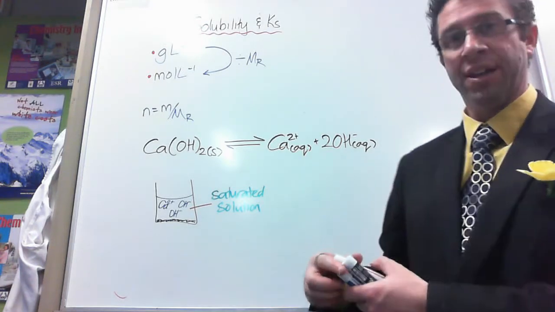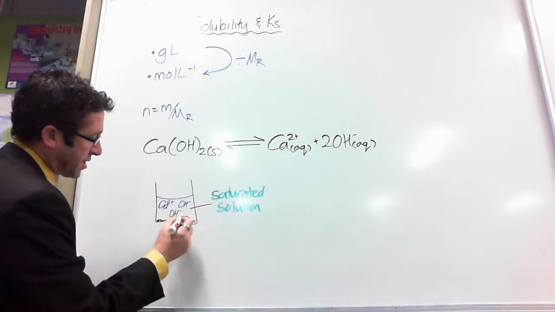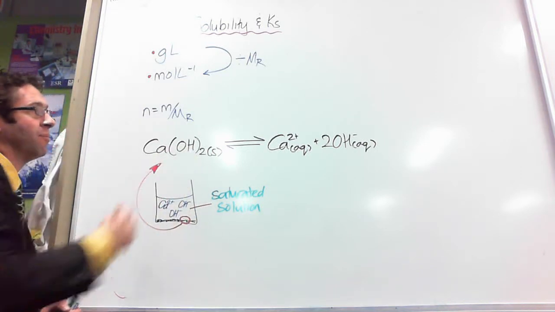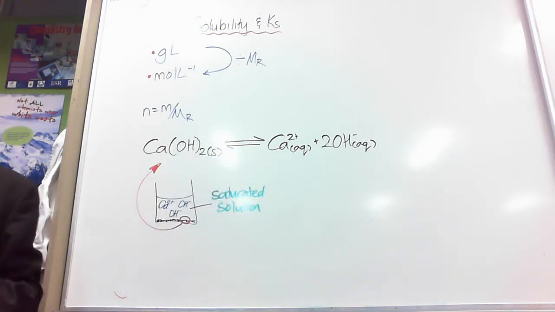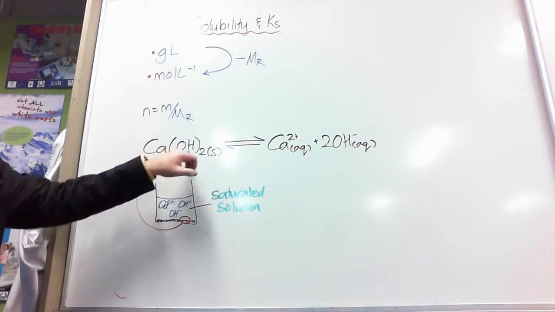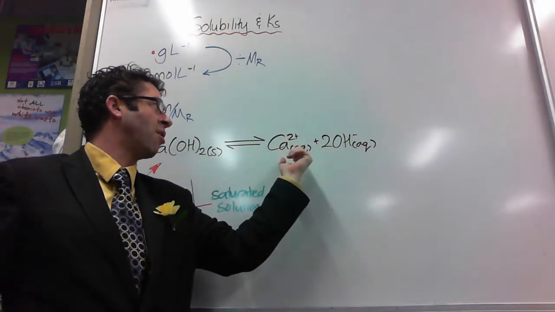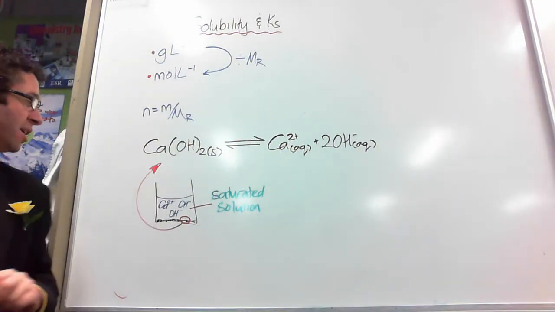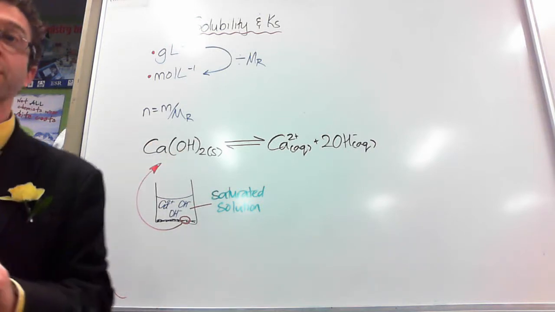What's really happening down here, at this interface where the solid meets the solution, is this equilibrium, where the rate of the forward reaction is equivalent to the rate of the reverse reaction. So as calcium hydroxide dissolves, at the same rate, particles of calcium ions and hydroxide ions are reforming as the solid. So that's what's happening at the interface. So I can draw an equilibrium equation for this.